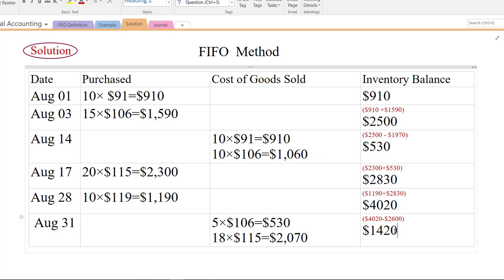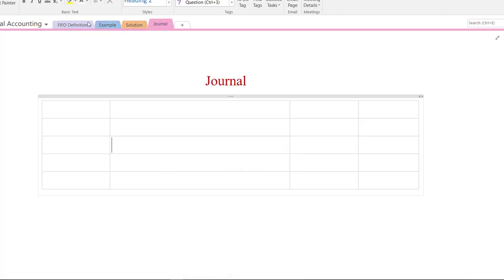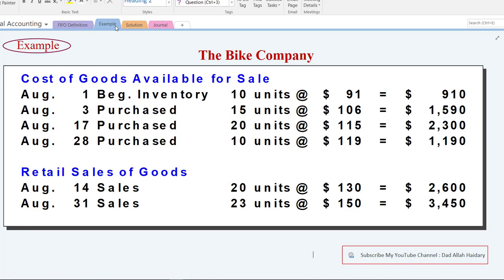So after this we are going to discuss the process of journalizing. In the next slides we are going to discuss how to journalize it. So students, after the completion of the FIFO method, how we prepare the FIFO chart, now we are moving to the process of journalizing. So let's look at the example.